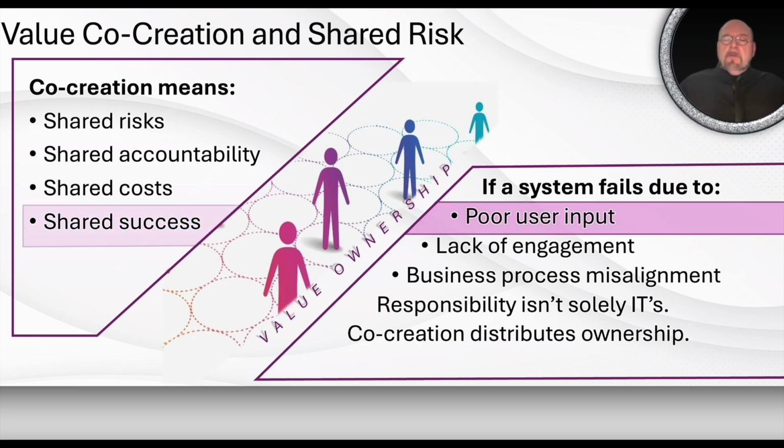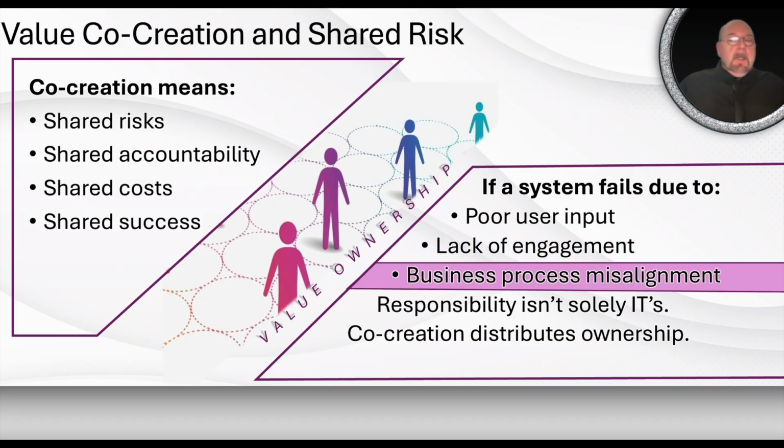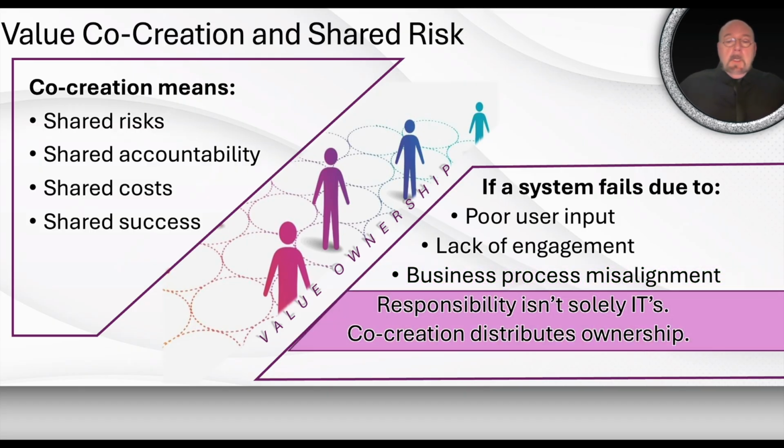If a system fails due to poor user input, lack of engagement with the system, they just don't use it. Business process misalignment, it doesn't quite work in the context of the consumer's environment. The responsibility isn't solely on IT. It is on IT, but not alone. It's also on the consumer, because we should have been working together all along. It will help us avoid some of these problems. That means IT and the business has to listen to the consumer, and the consumer has to inform us of what is really right and wrong.